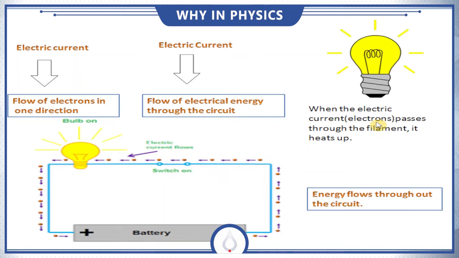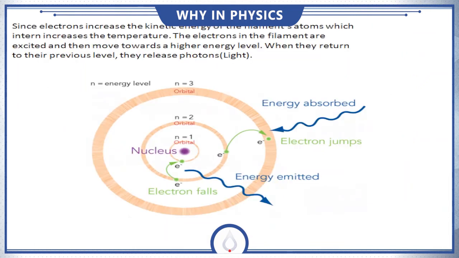When the electric current passes through the filament, it heats up. That is why bulbs are hot to touch. When current, or electrons, pass through the filament, the kinetic energy of the filament atoms increases and the temperature also increases. And when the temperature increases, the electrons go to a higher state. And when they come back to the previous state, they emit a photon, meaning light, and the bulb will glow.